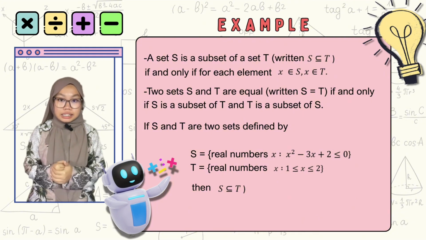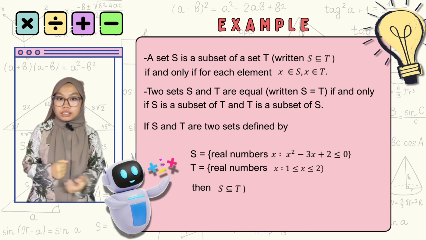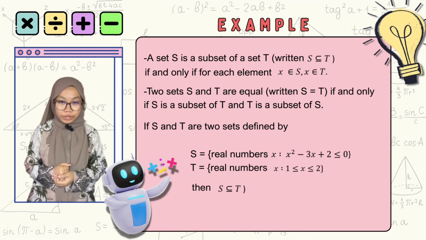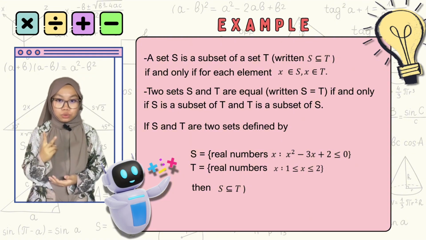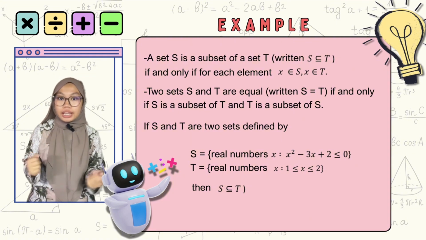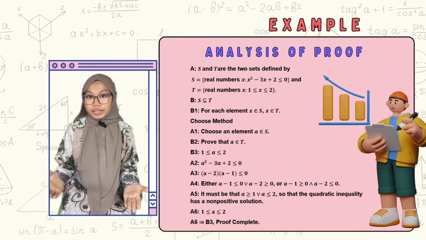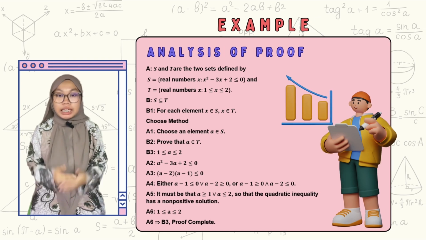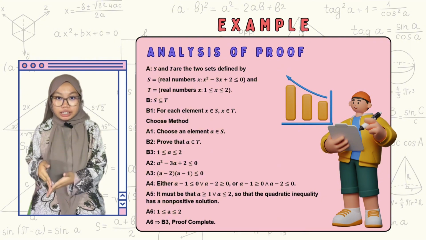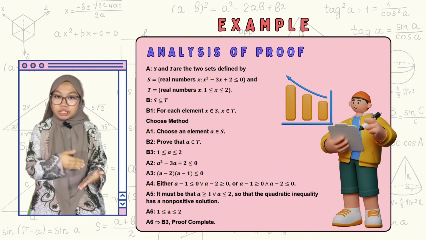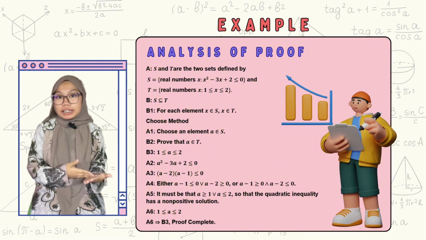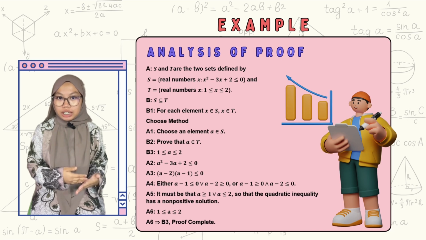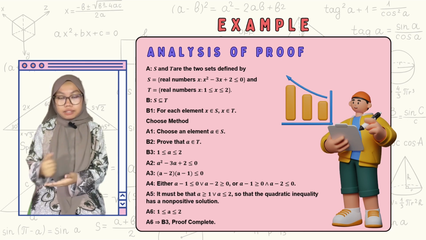Set T is the set of all real numbers x such that x is greater than or equal to 1 and less than or equal to 2. We want to show that S is a subset of T. To prove that S is a subset of T, we use the definition of a subset. This means that for every element x in S, the element x must also belong to T. Let us choose an arbitrary element a from set S.